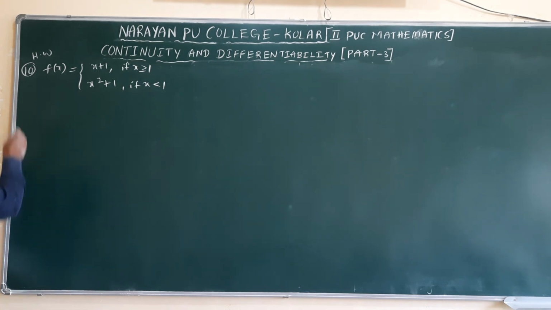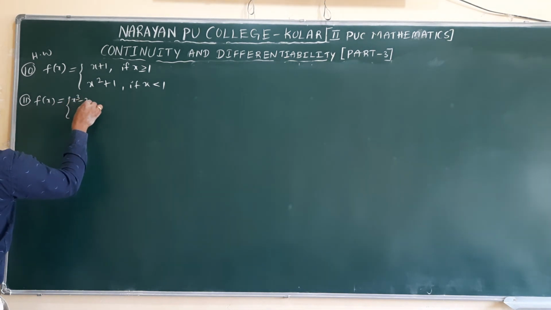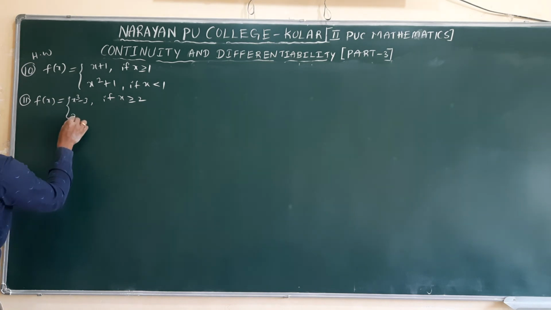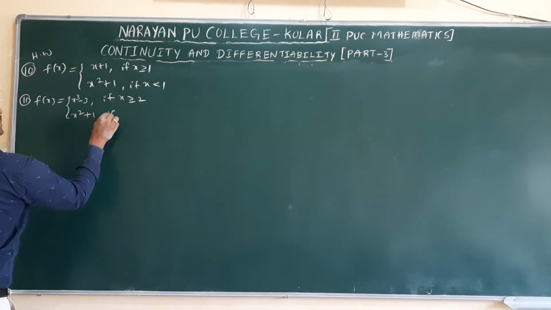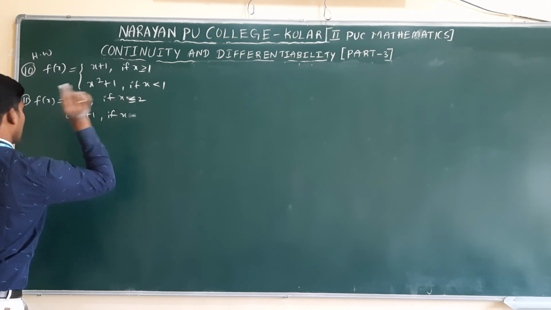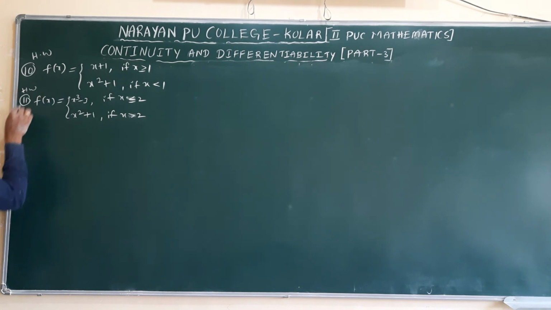Okay? 11th one, x cube minus 3 if x is greater than or equal to 2, x square plus 1 if x is less than or equal to 2, here x is greater than 2. This also is homework.